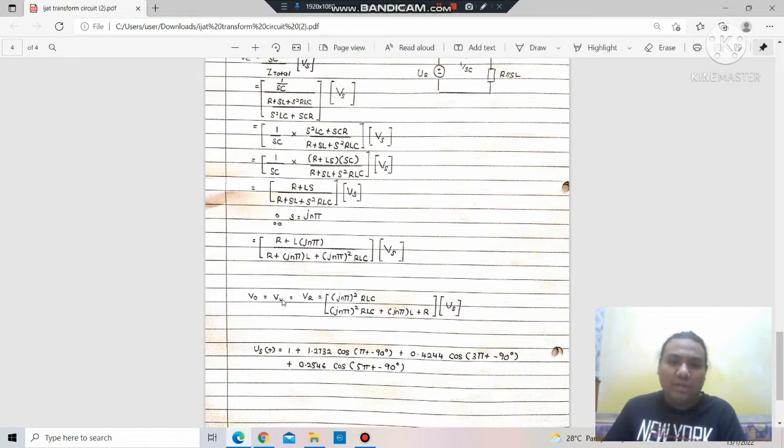V out is equal to VL, which is equal to VR, like this equation, to get the values of V out, VL and VR.